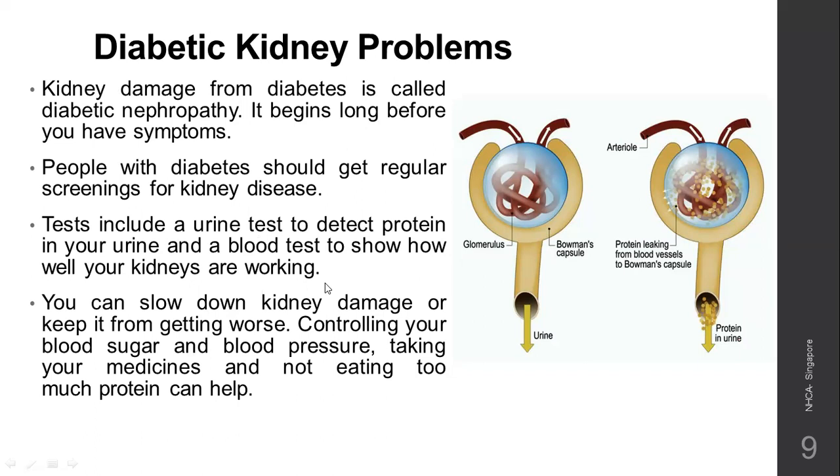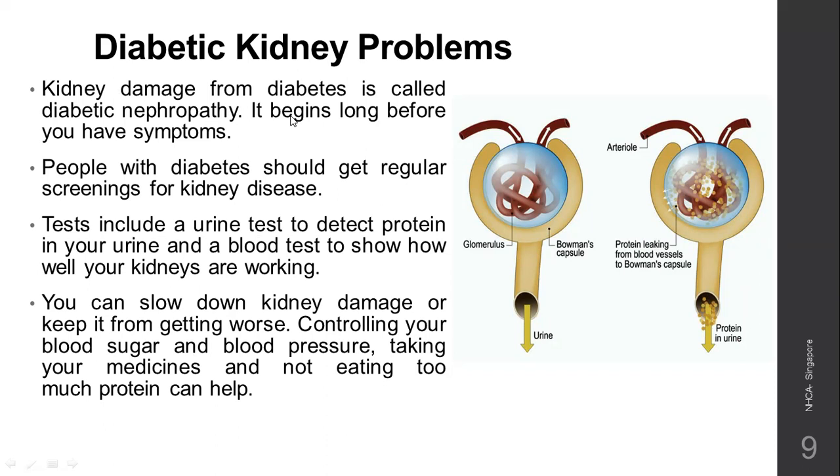This is the reason why people who have diabetes have to get their urine test done every 6 months. Urine test along with USG, ultrasonography of the abdomen, has to be done, because they themselves will not know when the nephropathy has begun. So kidney damage from diabetes is called diabetic nephropathy. It begins long before you have symptoms.